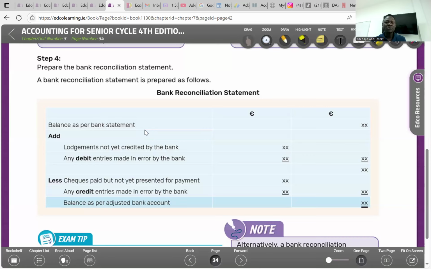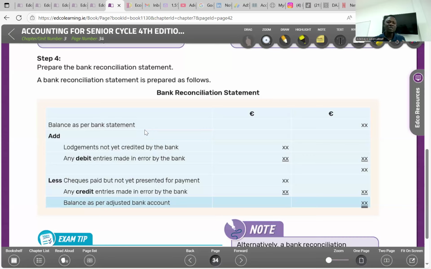So to prepare a bank reconciliation statement, the first thing you have to do is to compare the debit side of the bank account with the credit side of your bank statement. You compare the credit side of your bank account with the debit side of your bank statement. As soon as you are done with that, those items that are unticked, you use them for your adjustment in preparing the adjusted bank account.